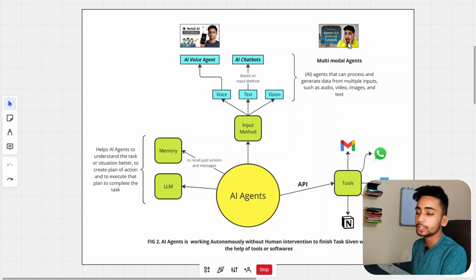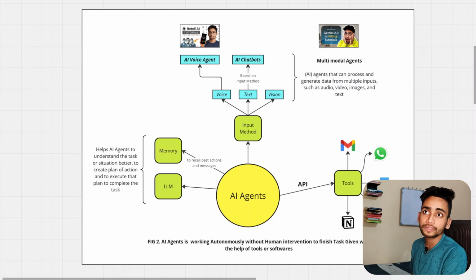Before this particular video, I made a video on Gemini 2.0. Gemini 2.0 is a multimodal agent which can understand text. You can also share your camera, that is vision, and audio. You can give inputs in the form of audio as well.